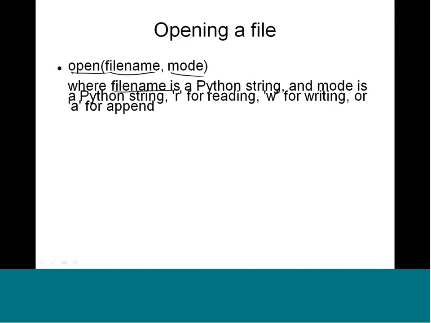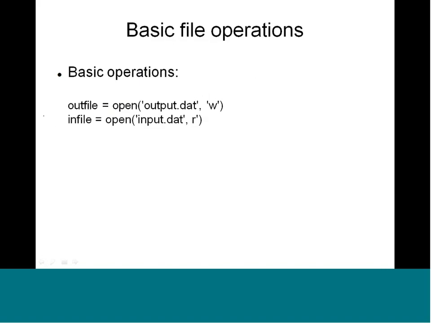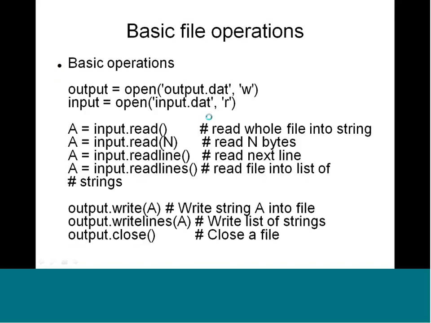Whereas the file name is just a Python string, the mode is also a string, basically: "r" for reading, "w" for writing, and "a" for appending. So the basic operation is out file = open out.dat with the write option, in file = open input.dat with the read option. Simple stuff. We saw these kind of things both in Tcl and Perl already.